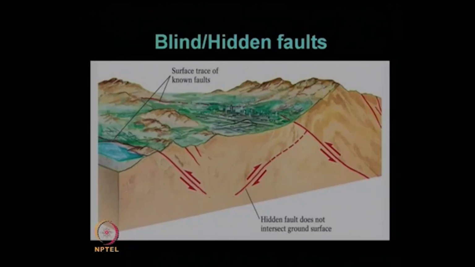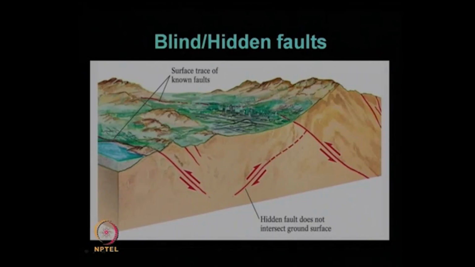Now, let us see another parameter or another title, which is known as blind faults or hidden faults. So, what are these hidden faults or blind faults? As the name suggests, these faults are not easily identifiable or not visible on the ground surface. That is the meaning of hidden faults.